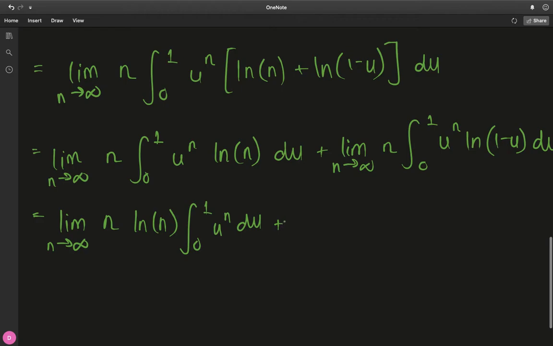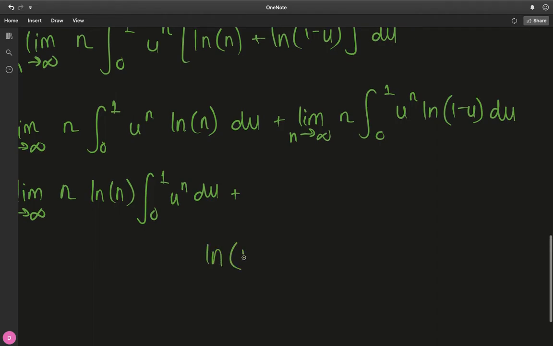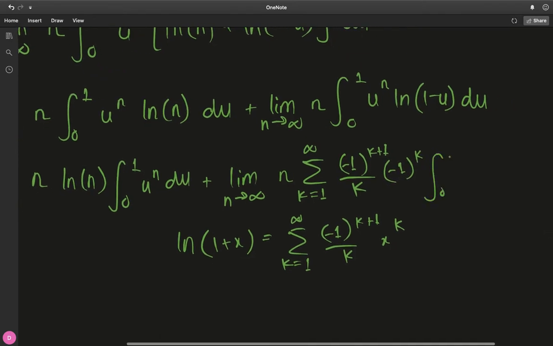And the second integral, we can use the Taylor expansion for the natural log. So notice that natural log of 1 plus x is equal to sum from k equals 1 to infinity of minus 1 to the k plus 1 over k times x to the k. So we have limit as n goes to infinity of n times sum from k equals 1 to infinity of minus 1 to the k plus 1 over k. And we also have, because of this negative u now, minus 1 to the k factors times integral from 0 to 1 of u to the n times u to the k du.